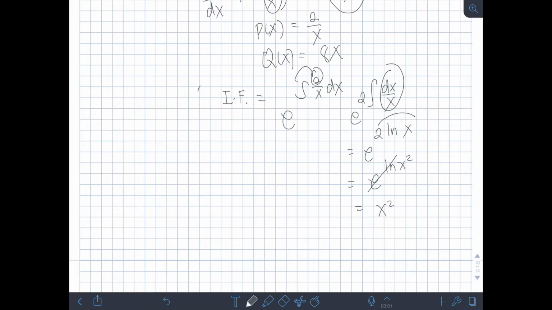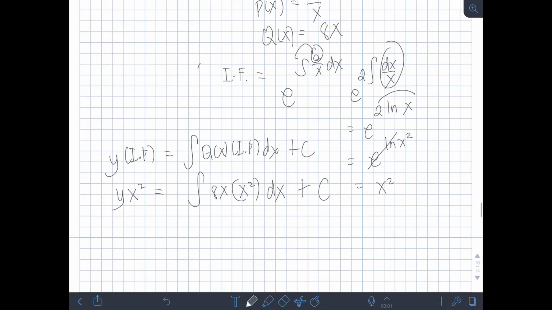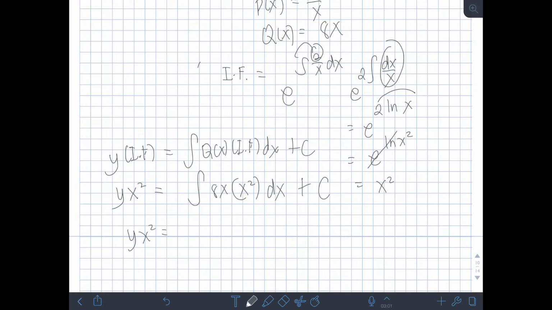Therefore, the general solution is y times integrating factor is equal to integral of q of x times integrating factor dx plus c. So, substitute na natin. Y times integrating factor is x squared equals integral ng 8x multiplied by the integrating factor na x squared dx plus c. So, we have y x squared is equal to integral ng 8x times x squared is 8x cubed dx plus c.